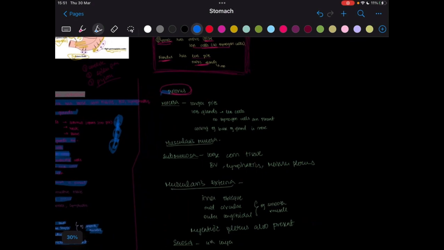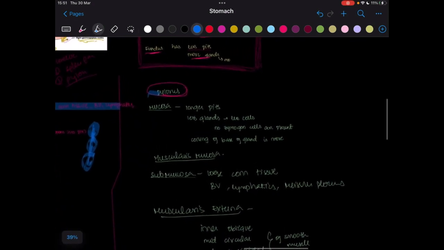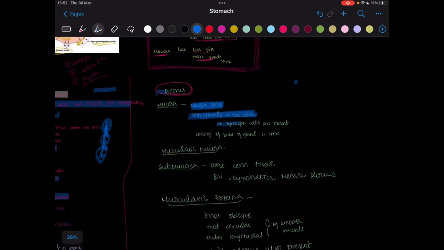And now talking about the pylorus. Pylorus has more pits. We have already talked about how in the mucosa we have smaller depressions, right, which are termed as pits. In the case of the pylorus, these depressions are longer, so these are longer gastric pits. And it has fewer glands, so fewer cells. So the gastric pits are longer and the gastric glands are fewer in number, so no zymogen cells are present here.